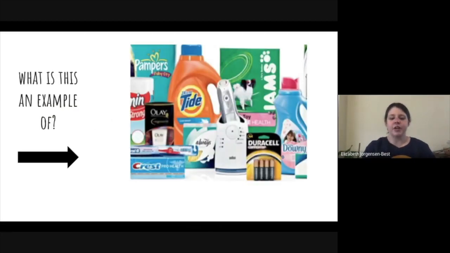This is an example of what? In the picture, we see Tide, dog food, batteries, a toothbrush, toothpaste, all kinds of things. Are these goods or are they services? Great job. If you said good, you are correct. Let's look at the next one.